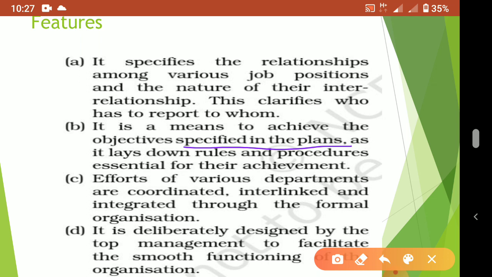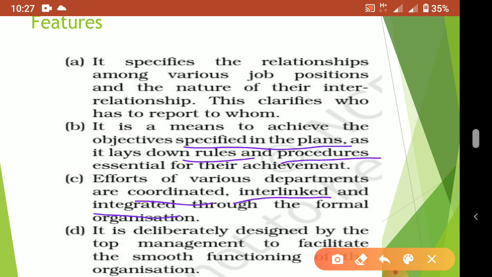Okay, so there we can see rules and procedures. These are the types of plans we already discussed. So that is the second feature. Next is, efforts of various departments are coordinated, interlinked, and integrated through the formal organization. So wherever a formal organization structure is there, we can see coordination: all departments' works are coordinated and interlinked. One department is linked to another department, and integrated also through the formal organization.